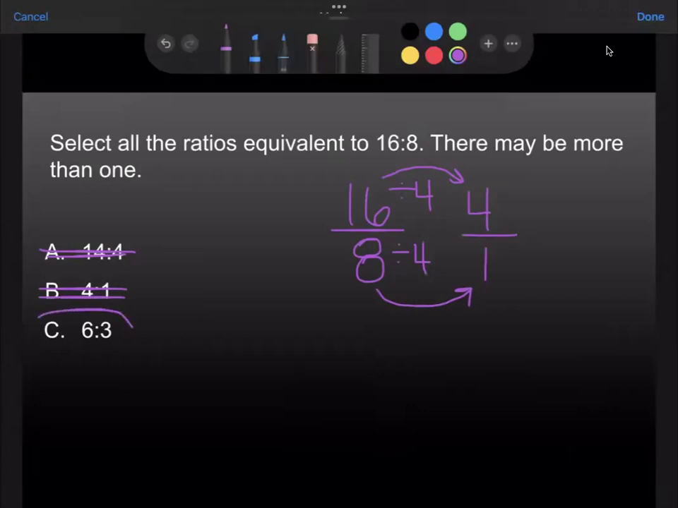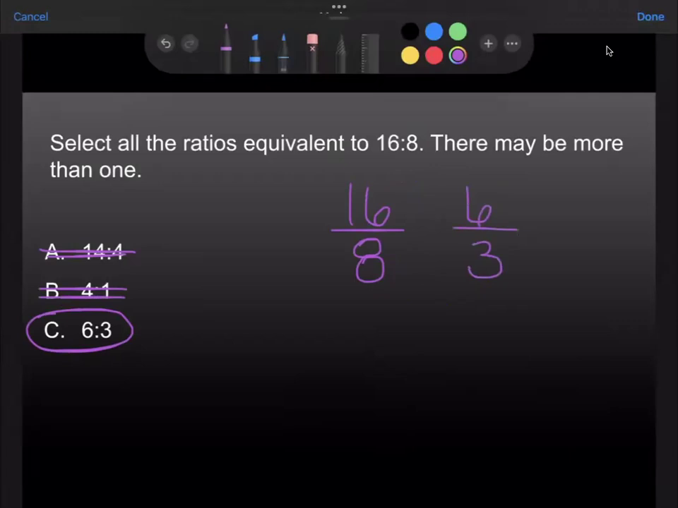So that tells me that this one is also not equivalent to 16 to 8. So that means, by process of elimination, it's got to be C. But let's prove it. Let me delete all this. Okay, so I'm going to set it up with 6 to 3 here.